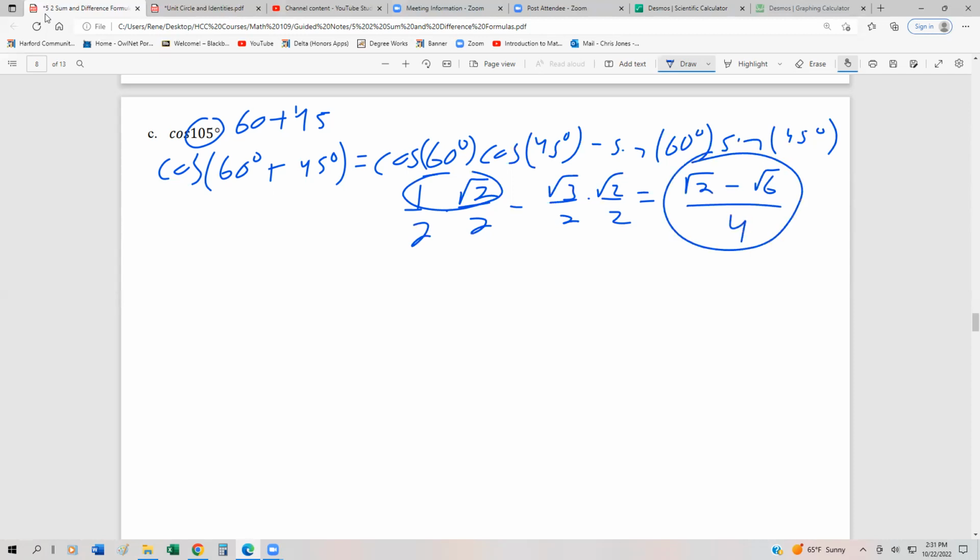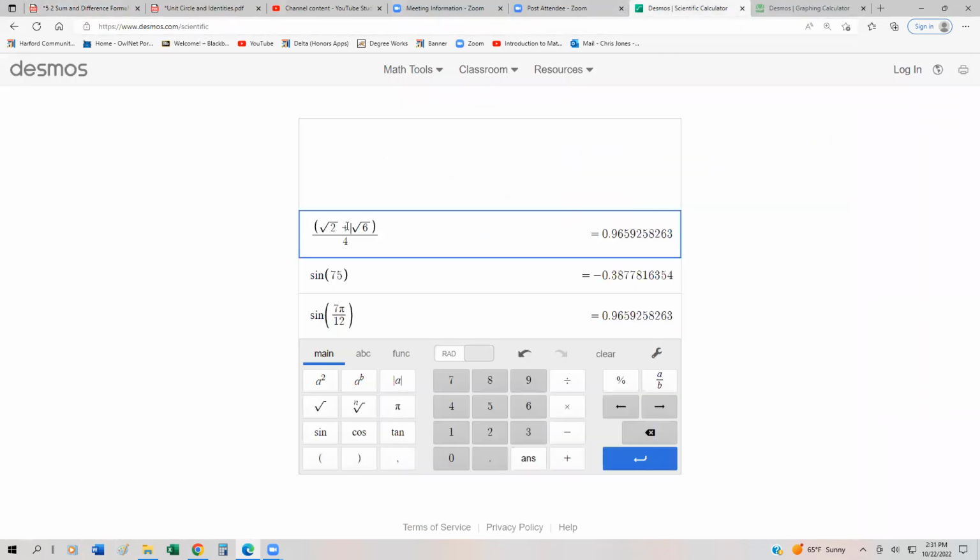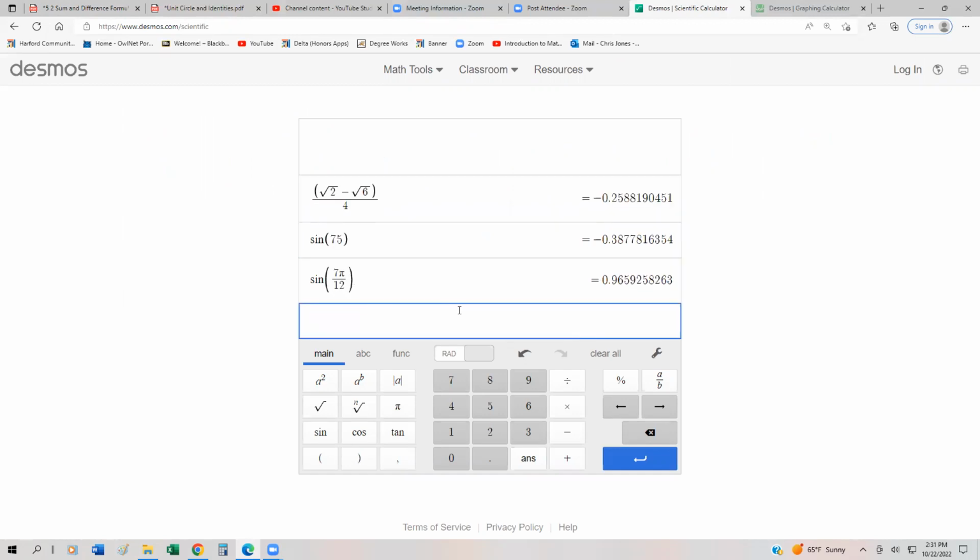Again, checking our answer, we go into our calculator. Let me just change this to a minus, make it quick for us. And then we could type in the cosine of 105 degrees. Let's make sure we're in degree mode. And that gives us negative 0.2588. Up here, we have negative 0.2588. It's accurate to all the decimal places as well. So, seems like we got it right.